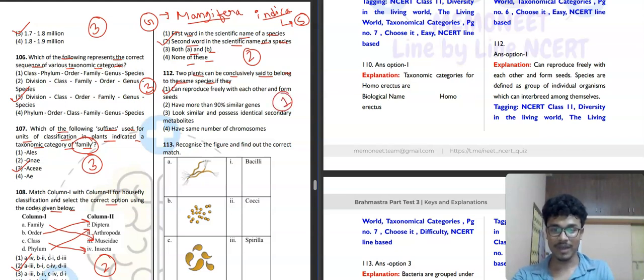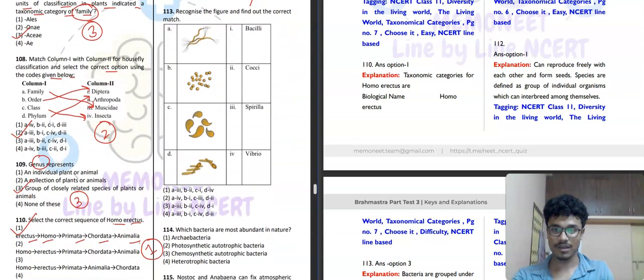If we go through the other options as well: more than 90% similar genes is not correct. Look similar and possess identical secondary metabolites: looks alone do not decide anything. You need to match their primary characters. The last one, having the same number of chromosomes, is also not correct. So the first option is the most appropriate one and it is the correct answer. Now we need to match this. This is a diagrammatical question, 113.